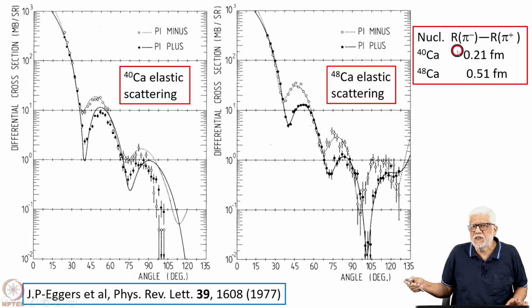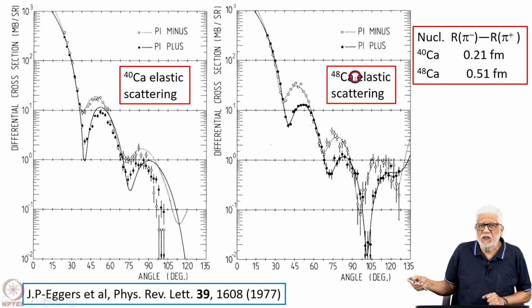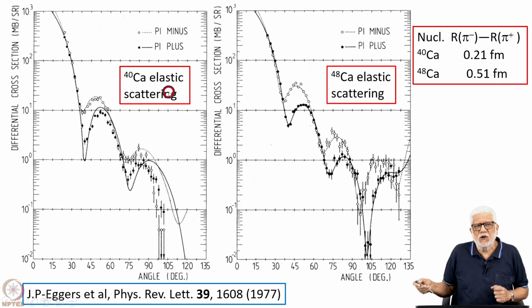So, in any case, this difference in the root mean square radius, found from the pi minus scattering and pi plus scattering, is of the order of 0.21 Fermi in the case of calcium 40, but it is of the order of 0.5 Fermi in the case of 48 calcium. So, almost 0.3 Fermi more in the case of 48 calcium. So, as you can see, you can use such probes to be sensitive to the neutron skin, and if you were to use the pi plus and you have a proton rich nucleus, you can probe the proton skin as well.